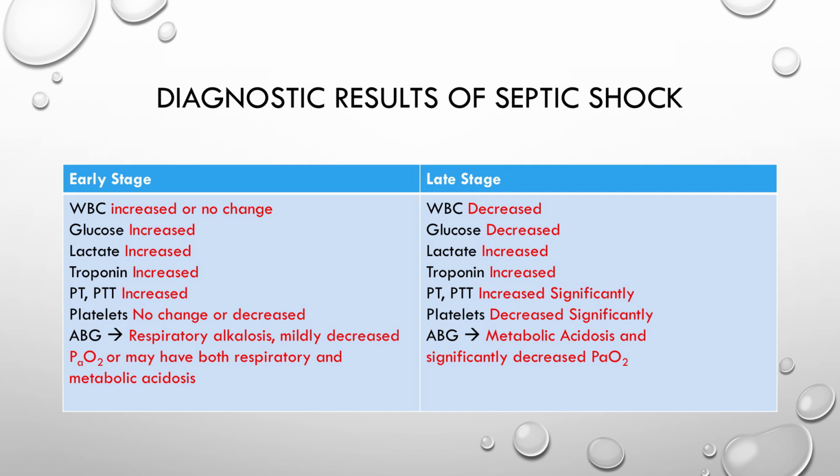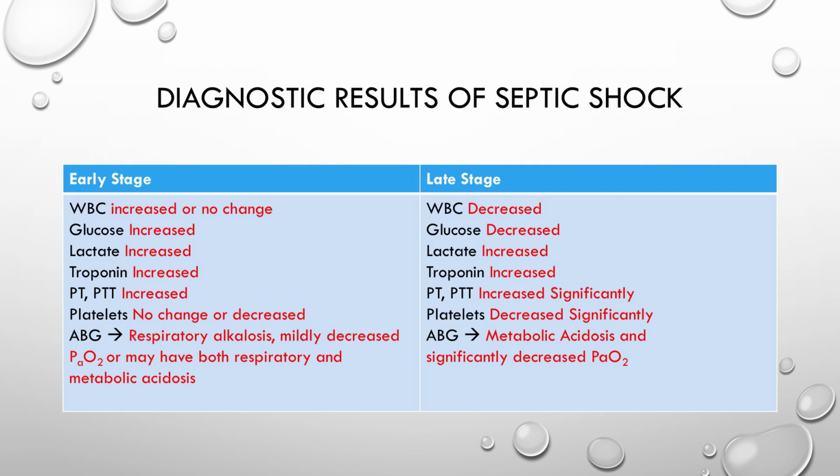So, in the late stages of septic shock, your white blood cells are going to be decreased. Your glucose is going to be decreased. So these are some of the signs of organ dysfunction. Your body is not able to produce the white blood cells as fast. Your glucose is going to be decreased because the infection may be using up that glucose, or your liver is not able to keep up, or your adrenal glands are not able to keep up as well.